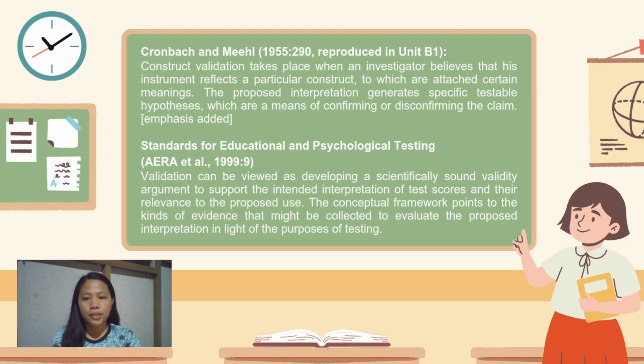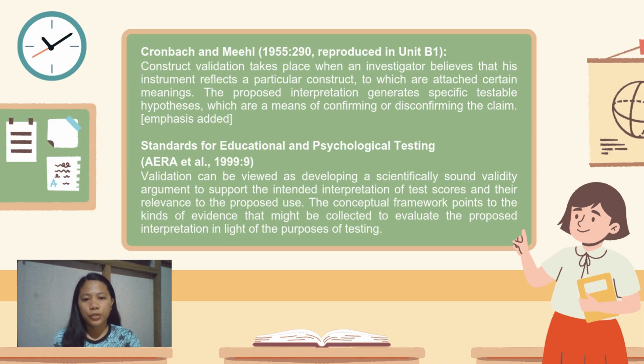Construct validation takes place when an investigator believes that his instrument reflects a particular construct to which are attached certain meanings. The proposed interpretation generates specific testable hypotheses, which are a means of confirming or disconfirming the claim. In short, construct validation involves testing whether a measurement tool truly reflects the theoretical concept it is meant to assess, based on hypotheses that can be tested through evidence.